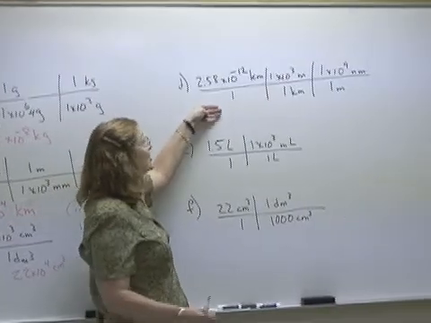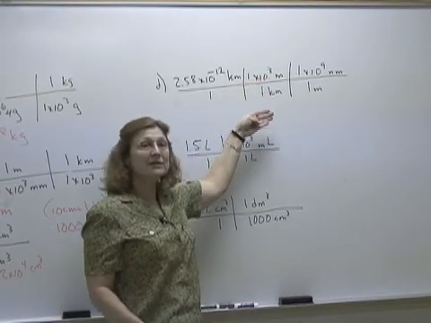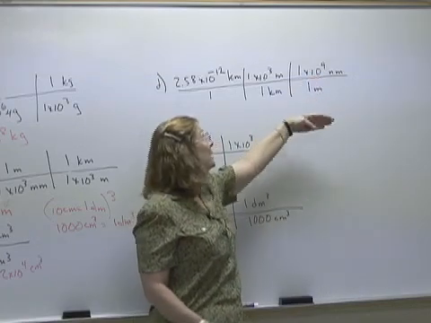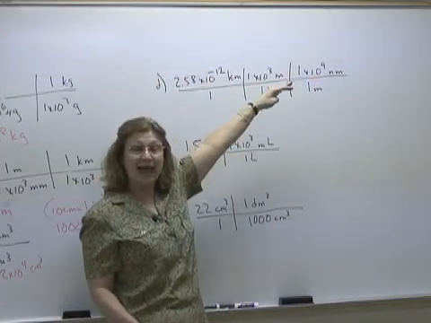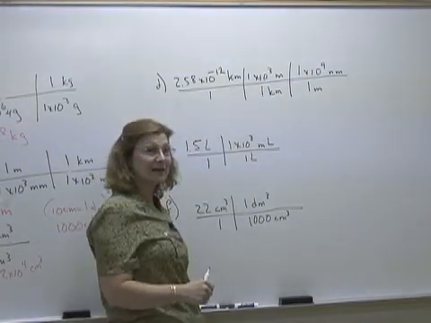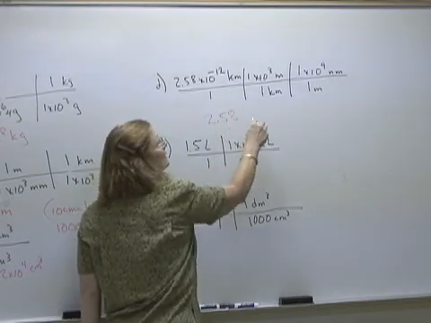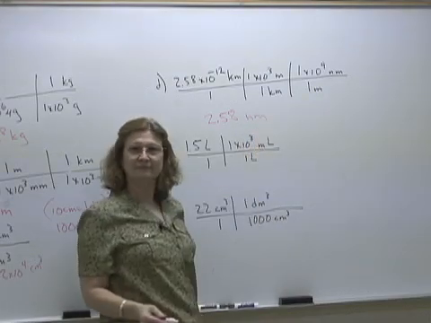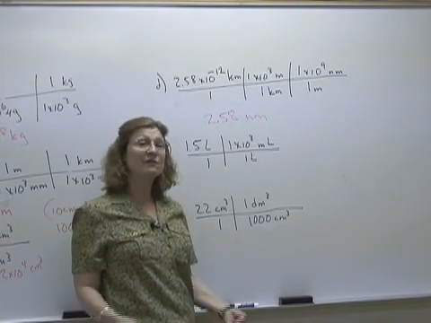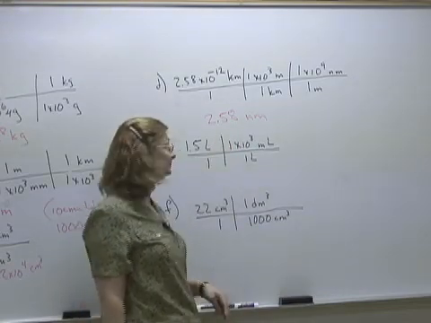In D, I'm changing kilometers to nanometers. So there are 1,000 meters in a kilometer, 1 billion nanometers in a meter. So because I'm multiplying, I'm going to add my exponents. Minus 12 plus 3 is minus 9. Plus 9 is 0. So the answer is actually 2.58 nanometers. I could put times 10 to the 0, but that's not necessary. Scientific notation is primarily for very large and very small numbers, so it's not necessary here, but if you did that, that would be fine too.